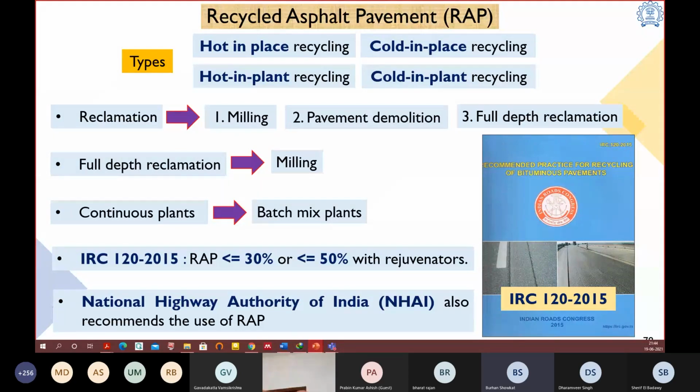specially designed equipment. As far as pavement demolition is concerned, it is the demolition of existing pavement using a bulldozer or backhoe. Pavement demolition is different from milling because in pavement demolition, we are concentrating on a small area of the pavement. Therefore, it is slow and it results in large chunks of pavement, which may be more challenging for us to process. And the third part is full depth reclamation, in which the entire depth of the pavement is removed.